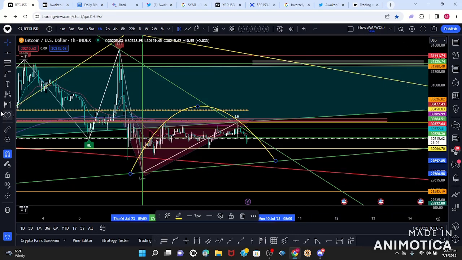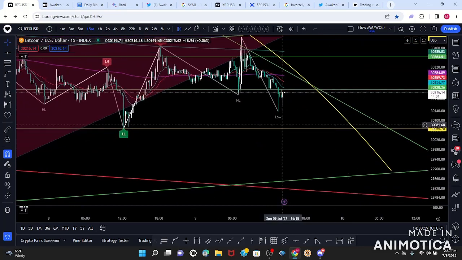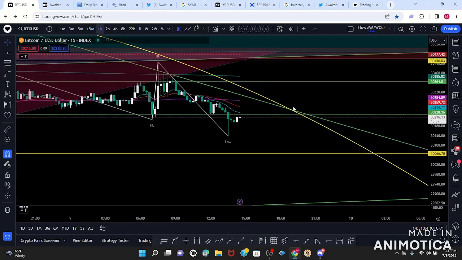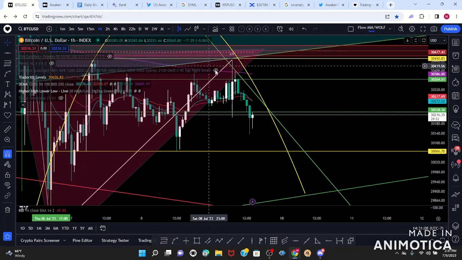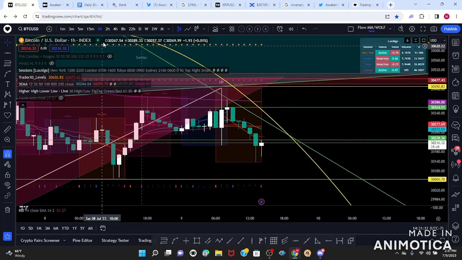So for me to enter a trade right now, I want to find a range. Where's my range? I do have the sessions indicator too. Really helpful when finding entry.